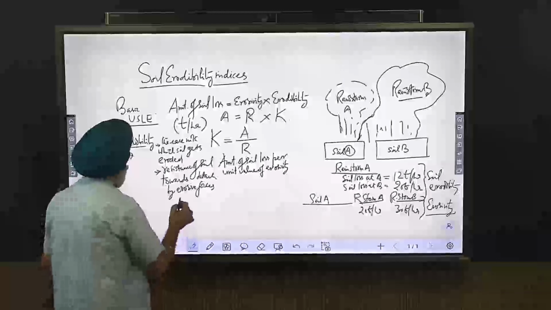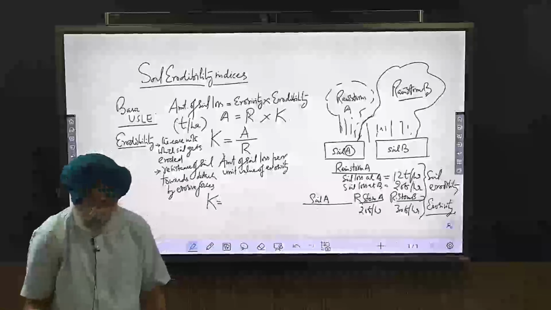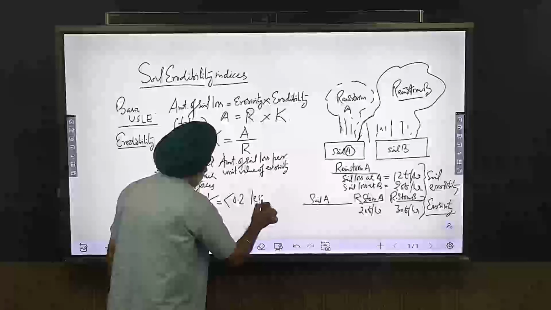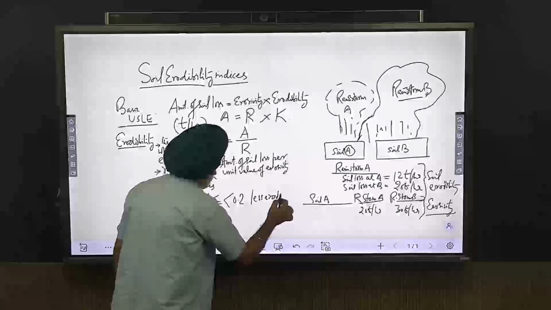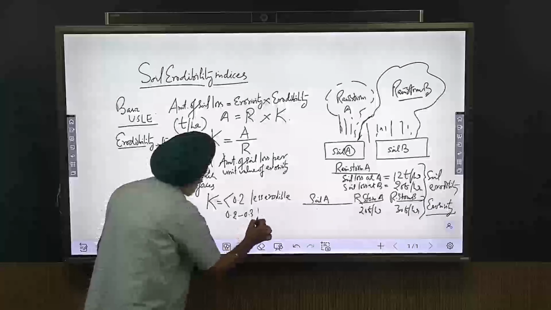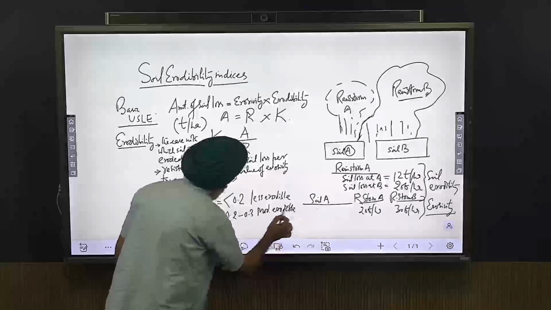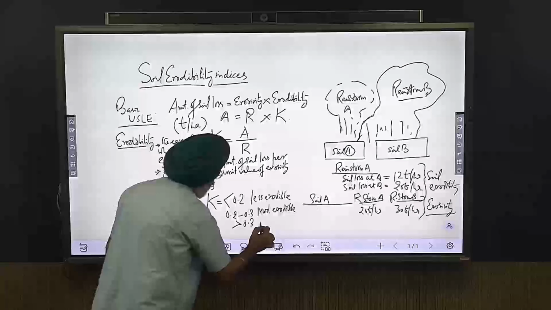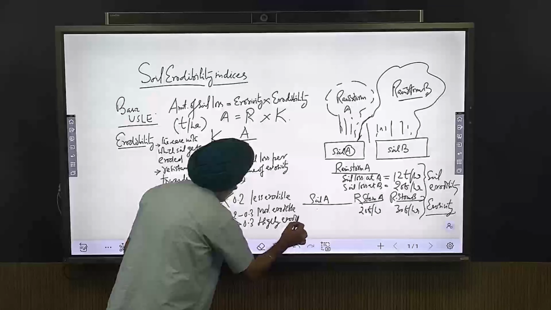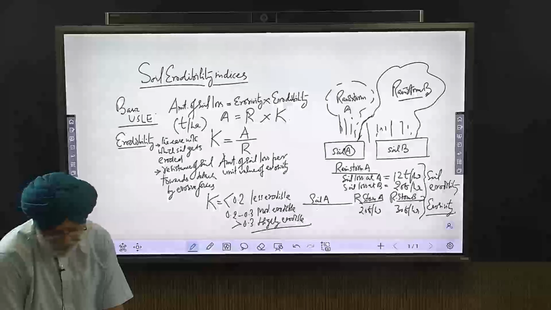And generally this K value, if it is less than 0.2, we call this soil less erodible or more resistant. If it is between 0.2 and 0.3, we call this moderately erodible, and if it is more than 0.3, we call this highly erodible. This is generally the thumb rule, how we classify the erodibility of the soil.